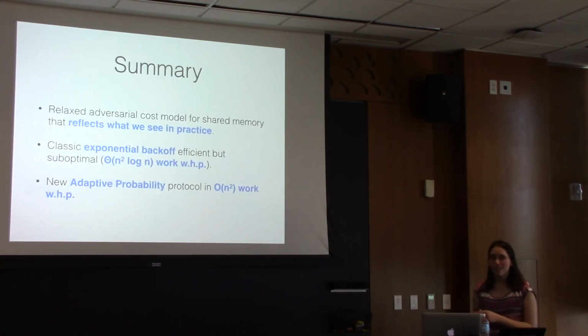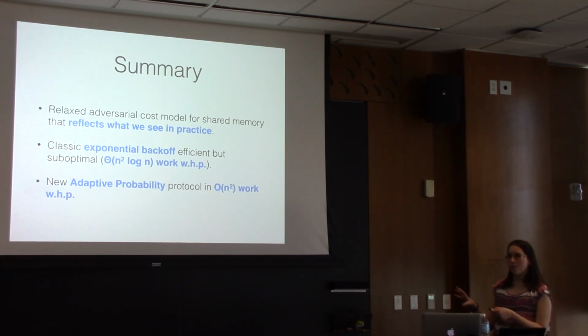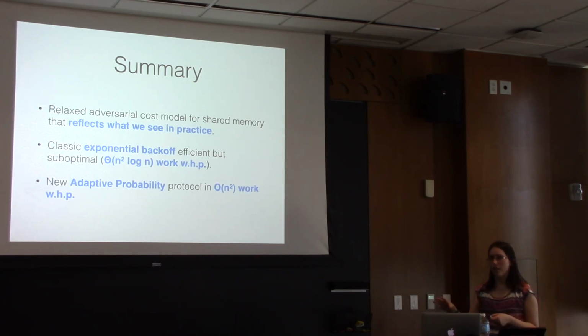And that's it. A recap of what we did. The first contribution that we made is to say that the adversarial model that is usually used is not good enough to analyze things that happen in practice, so we relaxed it a little bit, and we saw, using the exponential backoff example, that we can actually model and reflect what happens in practice. Our result for that was that we get n squared log n work rather than n cubed. And then we gave a new protocol that did better than the exponential backoff.